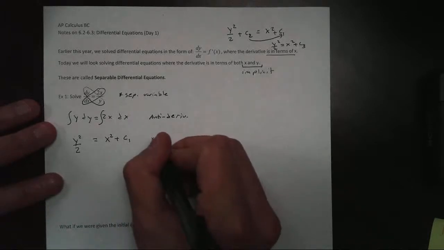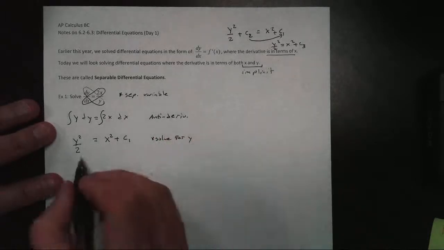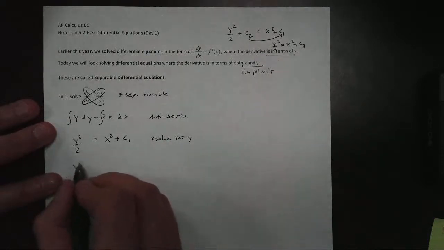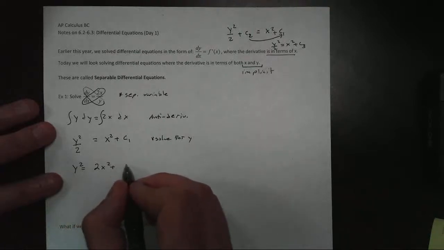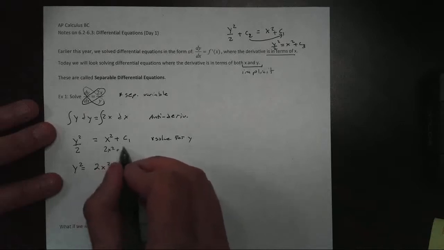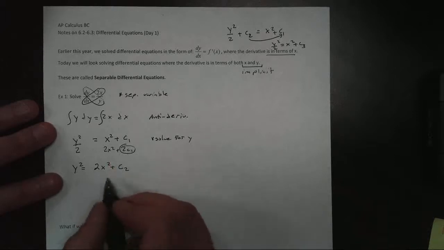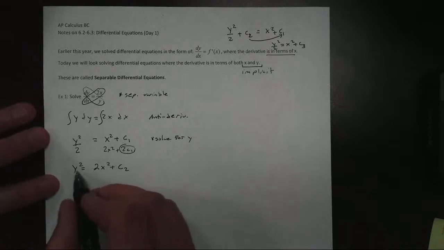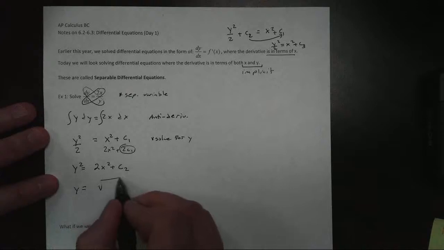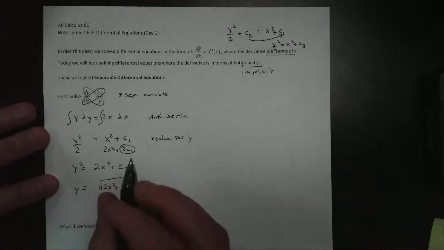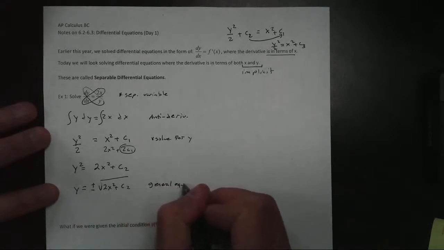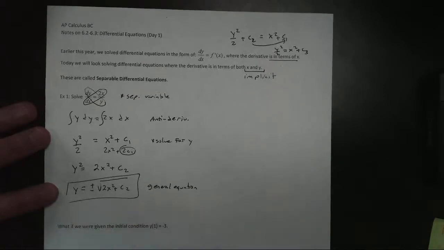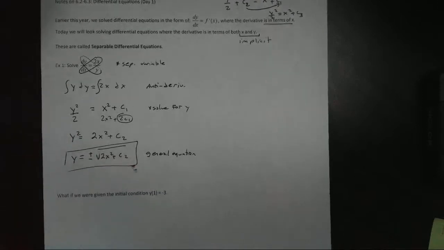But now we're ready to solve for y. In solving for y, I'm going to first multiply everything by 2. We get y squared equals 2x squared plus, now I could write 2c1, right? If I multiply, I get 2x squared plus 2c1. But again, it's just a constant. I'm going to rewrite this as just c2 instead. Now, next we take the square root. And when we take the square root of 2x squared plus c2, we get two answers, a positive and a negative. This is our general equation. In other words, it's a generic equation for us because we don't have our constant yet, which is what we're going to solve for next.